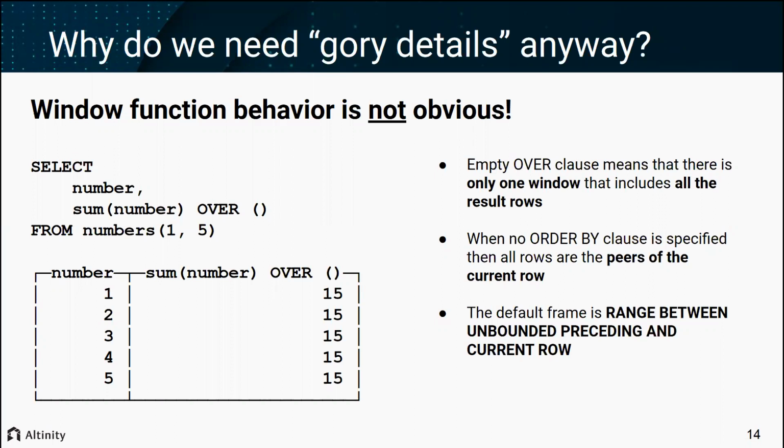In this case, because we're just summing all the numbers, for each row we're looking at all of them at the same time, we're summing all of them, and the result of summing all these rows will be 15. And for each row, we're doing the same thing. That's why we have a result of 15 for each. So let's go to the next slide.